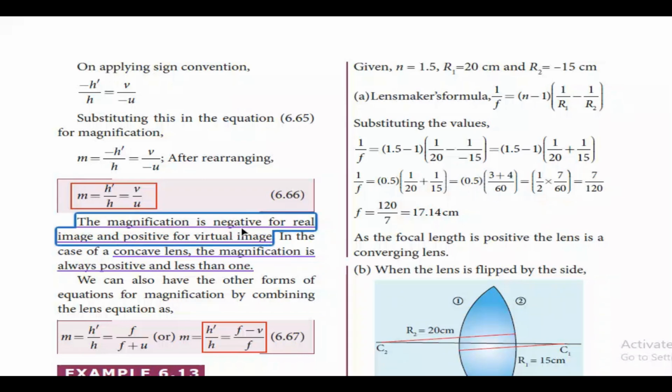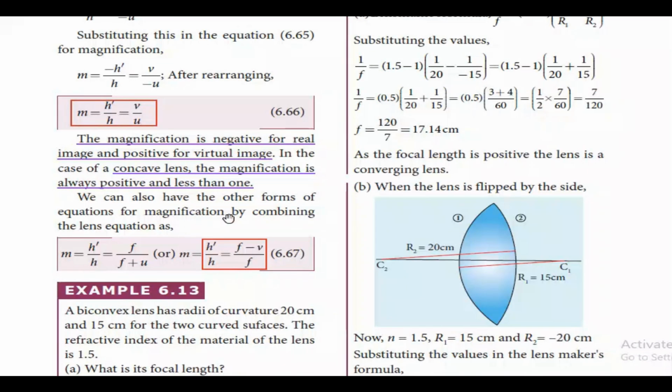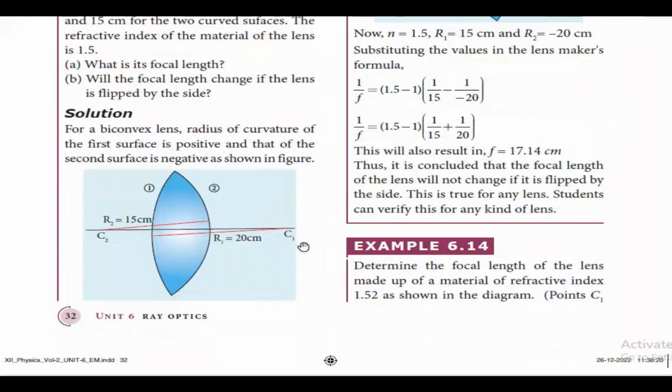This magnification is negative for a real image and positive for a virtual image. In the case of a concave lens, the magnification is always positive and less than 1. We can also have other forms of equations for magnification by combining with the lens equation: m equal to h' by h, that is equal to f by f plus u, or m is equal to h' by h, that is f minus v by f.